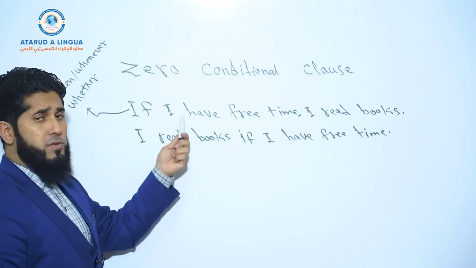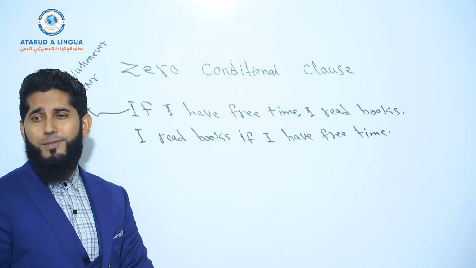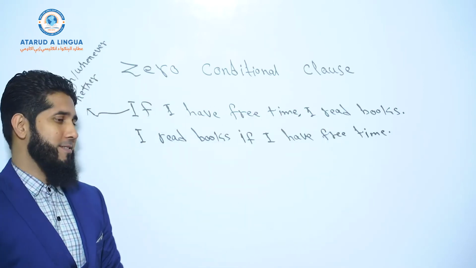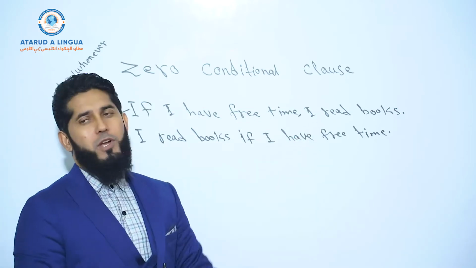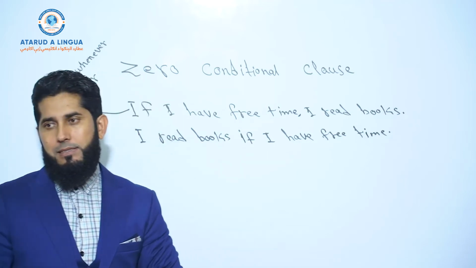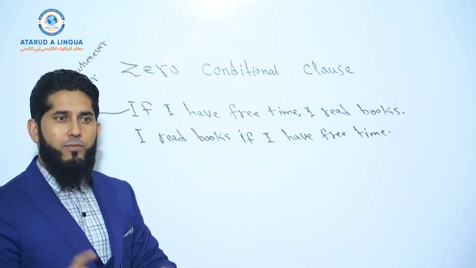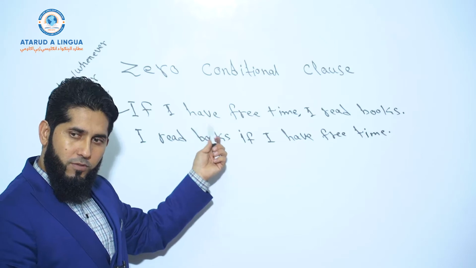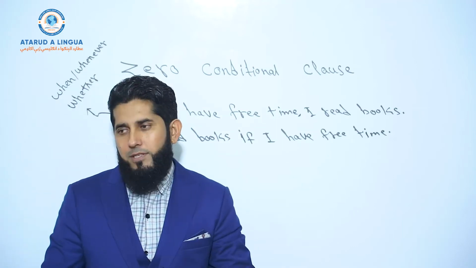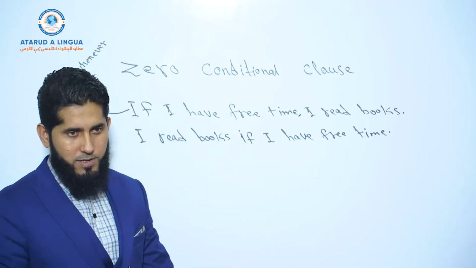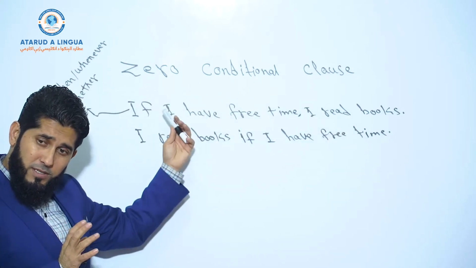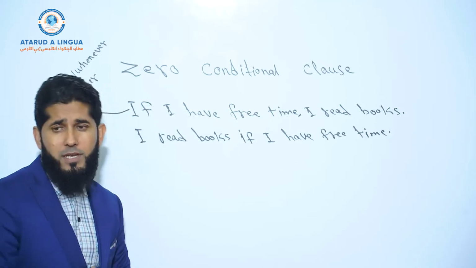Something must happen first, in the conditional clause, so that something else can happen in the next clause. Now, the action of reading books is dependent. I must have free time first, then the action can take place. If I do not have free time, obviously, I can't read books, right? So the action of reading books is dependent on having free time.